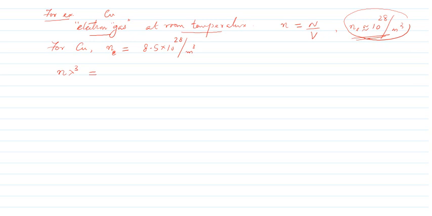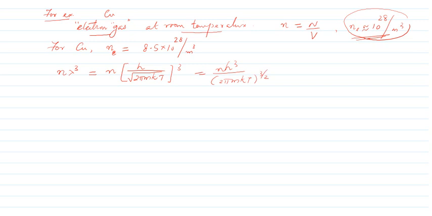So it is equal to n into lambda cube. What is lambda cube? Lambda is the mean thermal wavelength, which is equal to h by root of 2 pi m kBT, whole cubed. So I can simplify this one. This is equal to n h cubed divided by (2 pi m kT) raised to 3/2. We can write it like this.